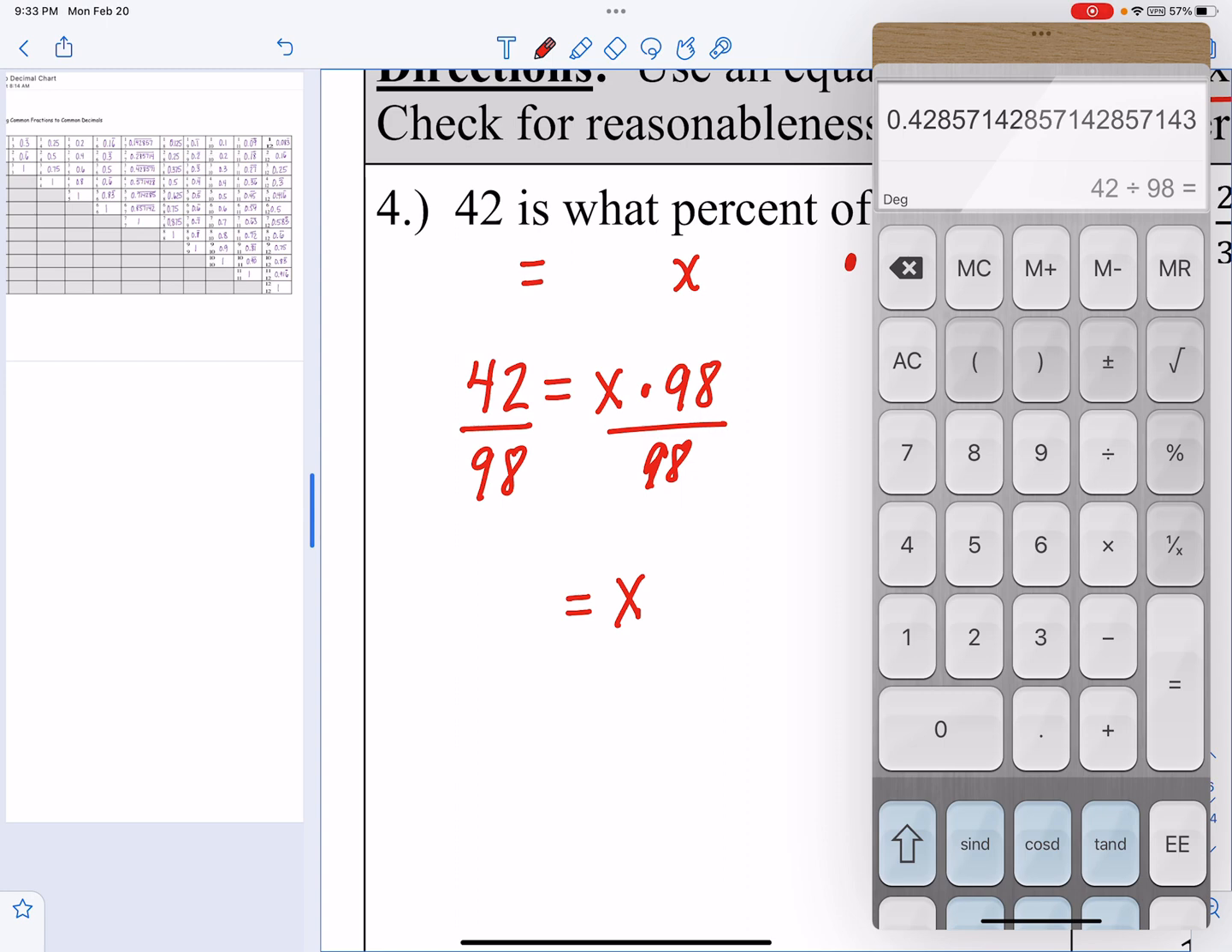And so we have 428571 is the repeating part. So I have 0.42857, and that's the part that's repeating.